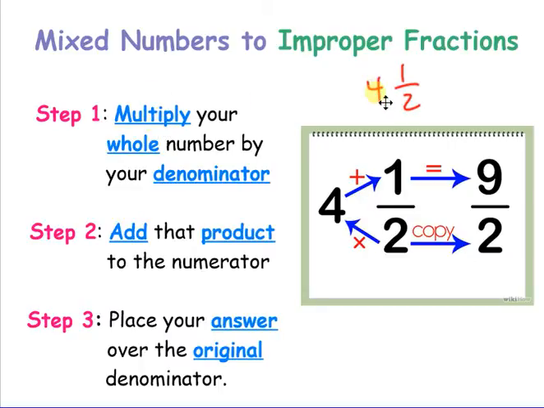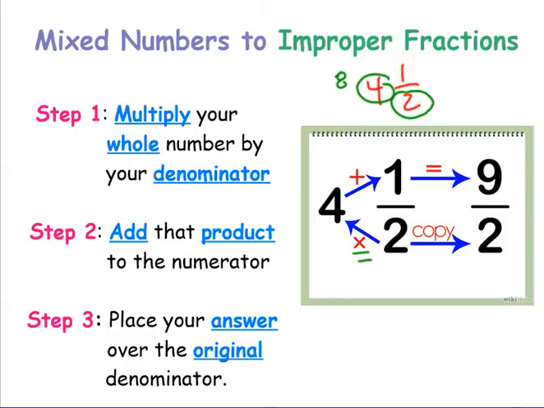Step 1 is we're going to take this whole number, this whole number 4, and we're going to multiply the whole number by the denominator. So we're going to multiply 4 times 2. See here how they're multiplying 4 times 2. There's a multiplication sign there. And 4 times 2 is 8. Easy enough, right? Step 2 now. You're going to take that 8 and add that product, because 8 is the product. You're going to add that to the numerator.